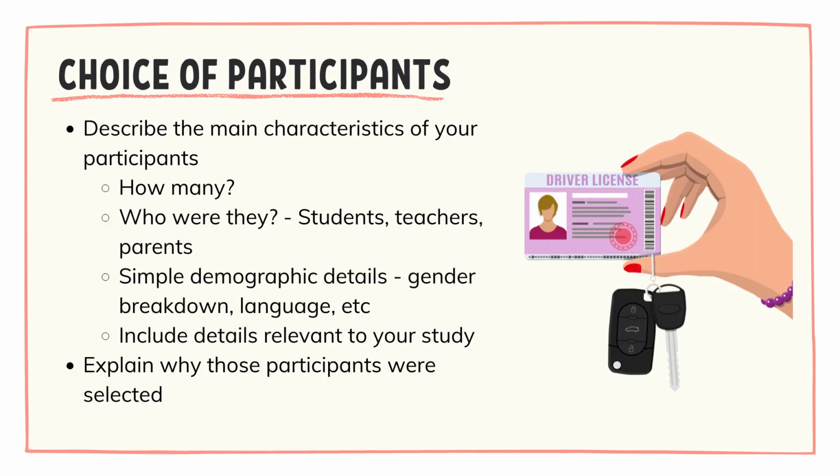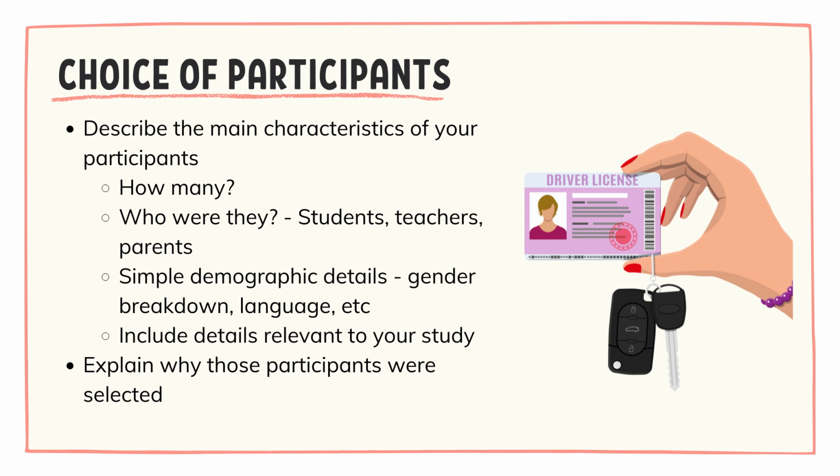Then moving on, you will actually then go into the main characteristics of the participants. So how many were there? Who were they? Were they students, teachers, parents? Were they grade 8 students? Were they grade 10 students? Were they DP only students? You need to then provide simple demographic details. For example, you can explain the gender breakdown or whether they were first language learners or second language learners, any other details that would be relevant to your study, okay?